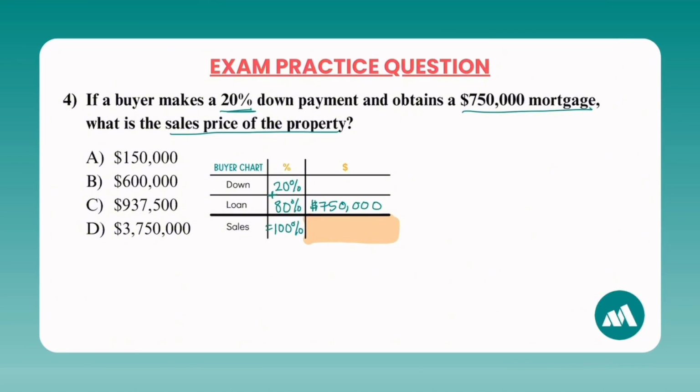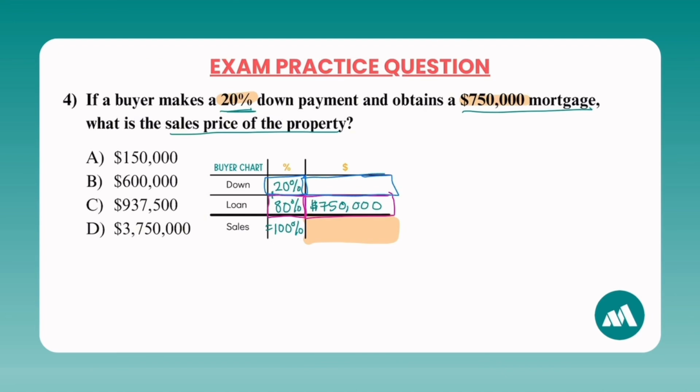Now, I want you to understand that if you were to have used the T-chart, you may have put 750,000 over 20% and gotten the completely wrong answer. Why? Because you can only mix this loan percent with this loan amount and this down payment percent with this down payment amount. So you have to know that when it comes down to these types of questions, this loan percent can only go with this loan amount, and this down percent can only go with this down amount.